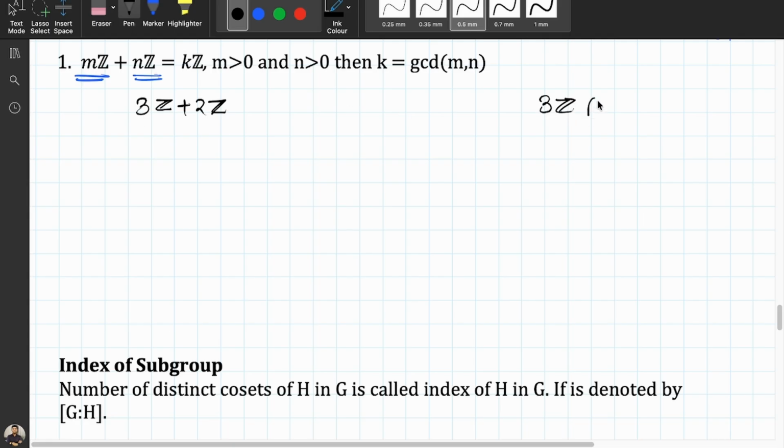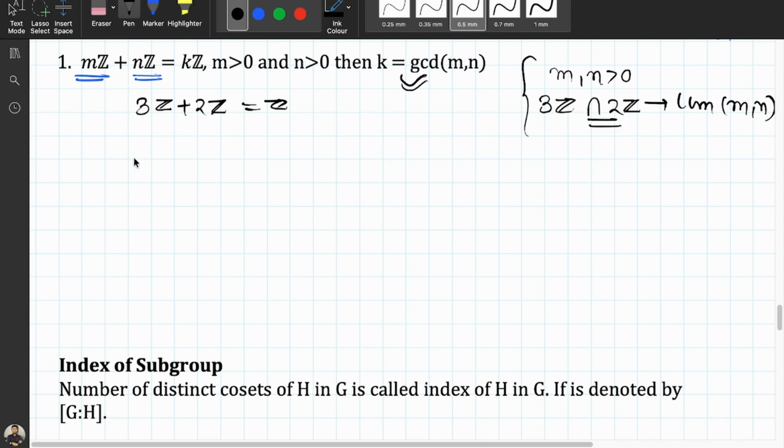If I take the intersection of 3Z and 2Z, these two are subgroups. If I take the intersection where M and N are both greater than or equal to 1, then this is nothing but LCM of M and N. This is the correct reason. If I take the intersection, then yes, it is correct.